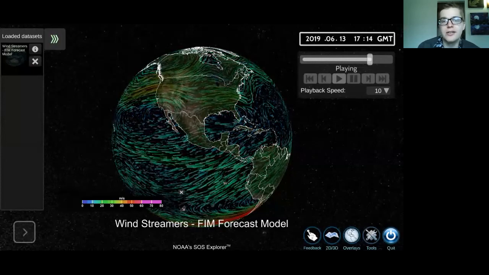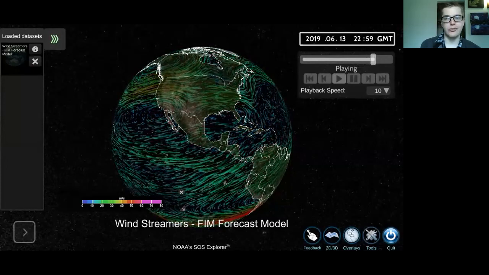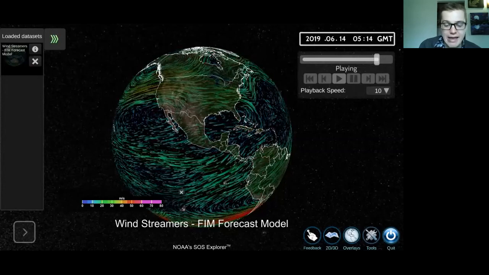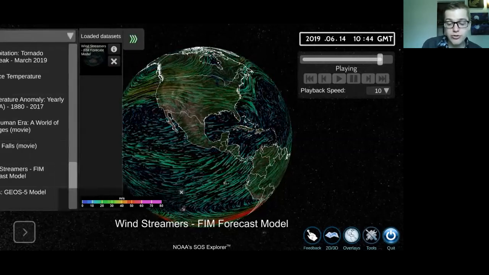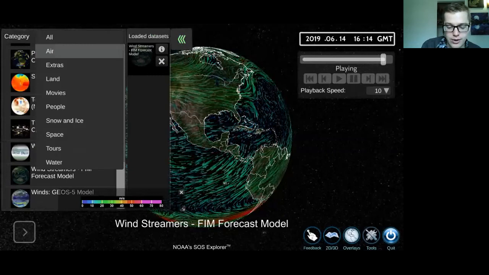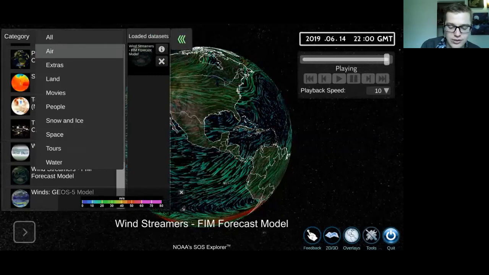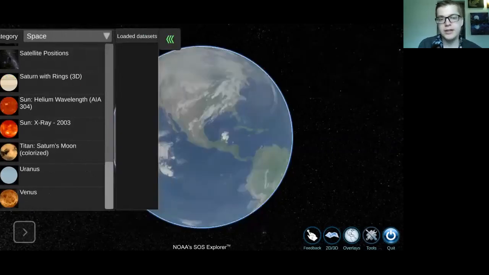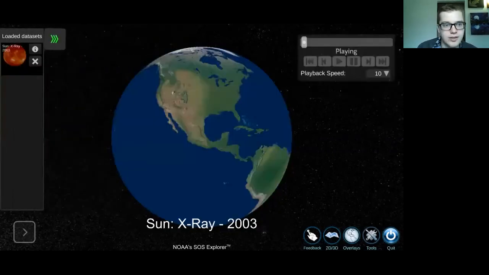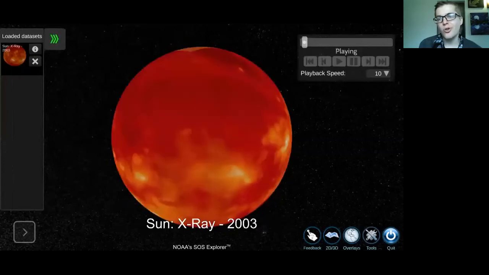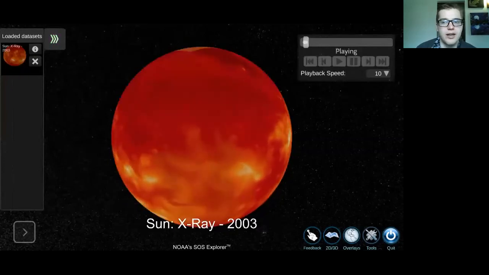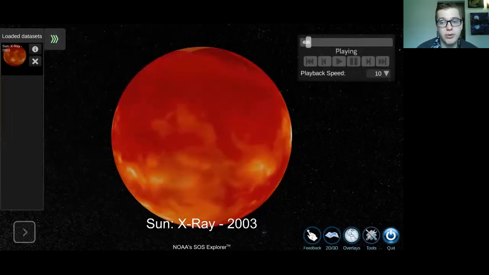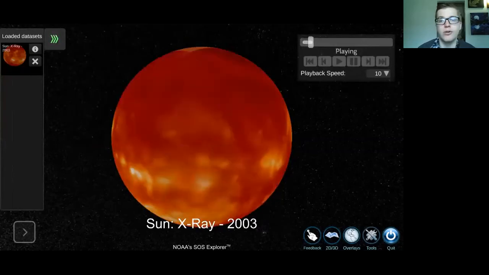So wind energy is a possible solution, but it's not the only solution. It's not the best solution. It's just a solution. There's another solution as well that I think I mentioned earlier, and that you guys are probably familiar with as well. If we go to the space category, we're able to pull up the image of the sun. The sun X-ray 2003 is one of my favorites. I just like the way that it looks. But solar power is another really fantastic way that we could get more energy for our global systems. A lot of people have solar panels on their homes. There's talks about using solar panels for cars, for all sorts of different stuff.